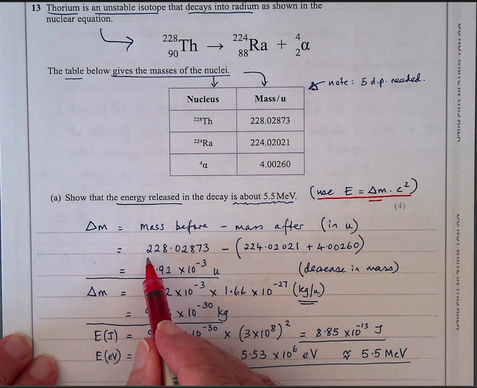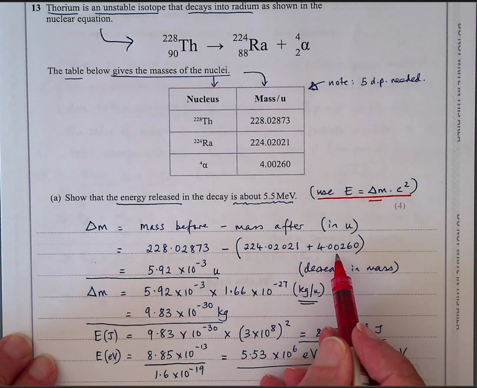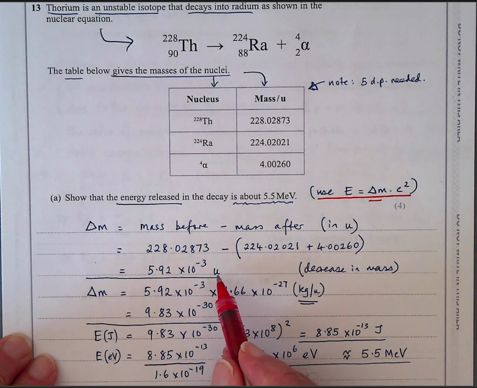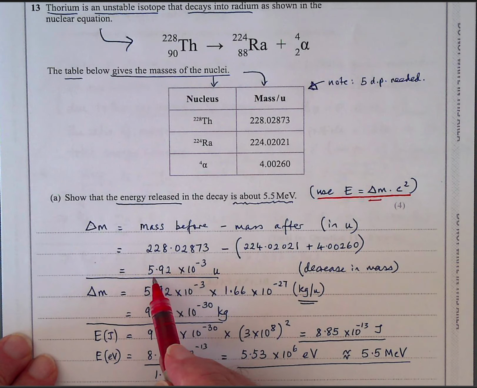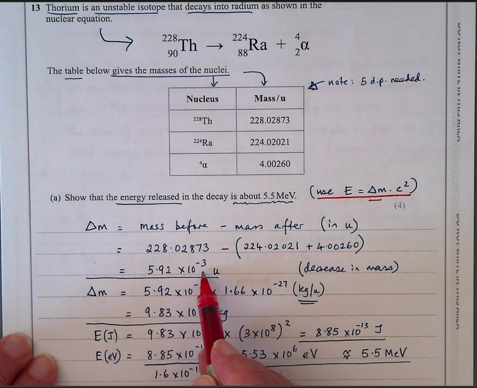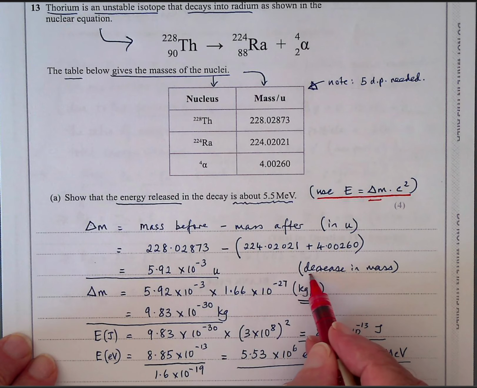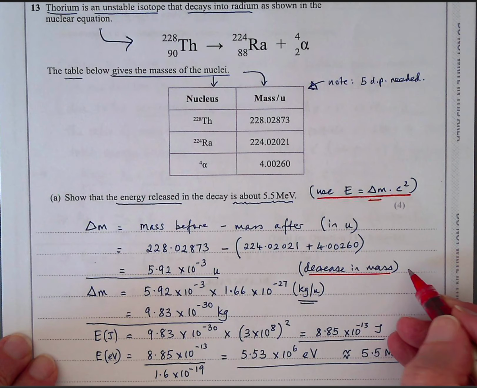So the mass before is obviously just the thorium, which is 228, and the mass after is about 228 as well. But when you actually do it to an accurate number of decimal places for the units, you'll see that there is 5.92 times 10 to the minus 3 units missing. Okay, so there's a decrease in mass. Okay, so this energy has gone into other forms.